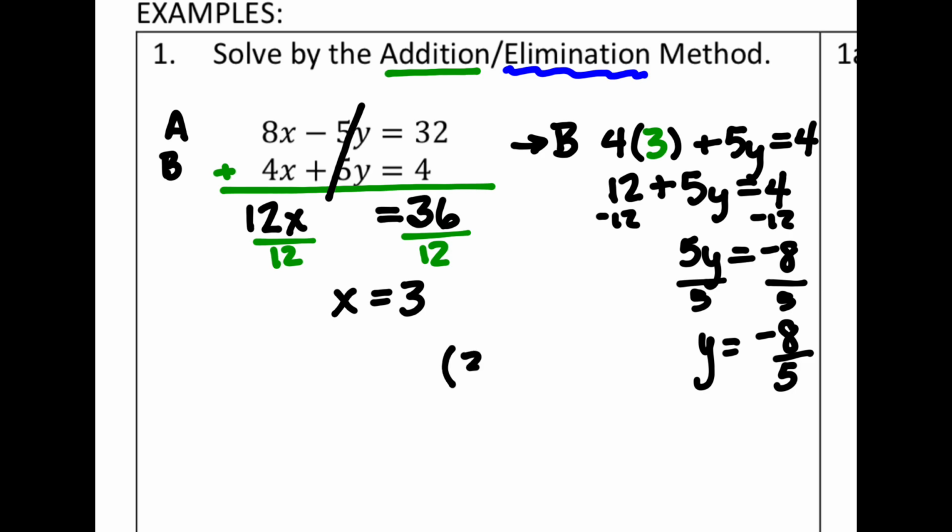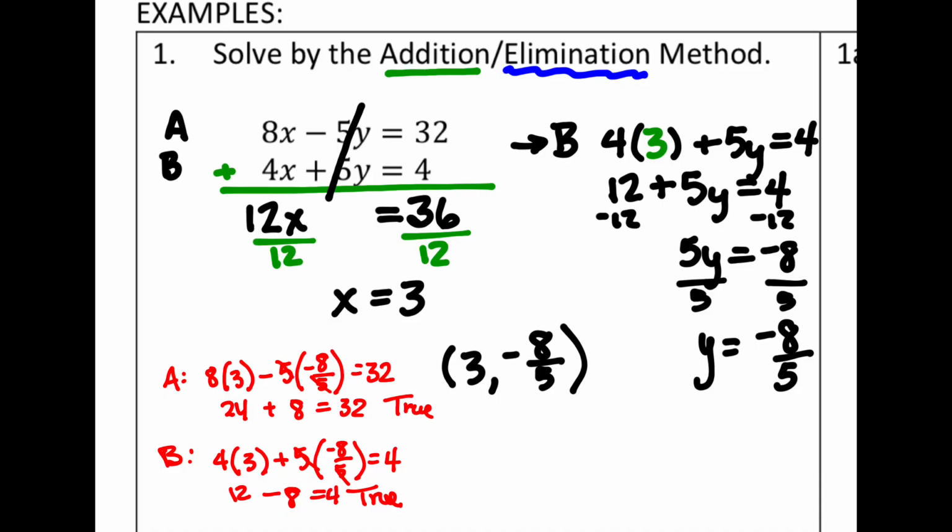Now that seems like a very strange answer, but I guarantee that it is correct because I double checked it in each equation, but let me show you. That red part shows both substitutions and they are both true. So that is my correct answer.